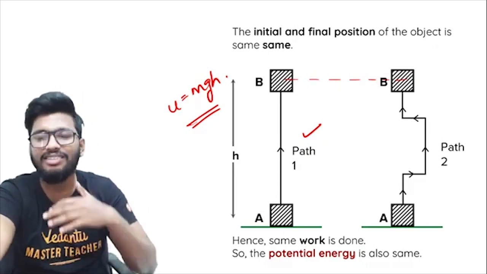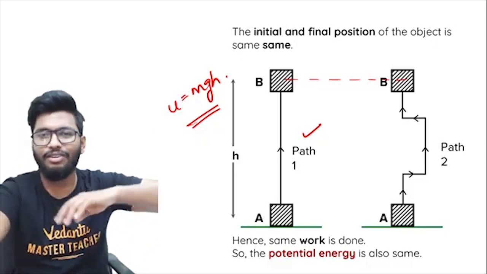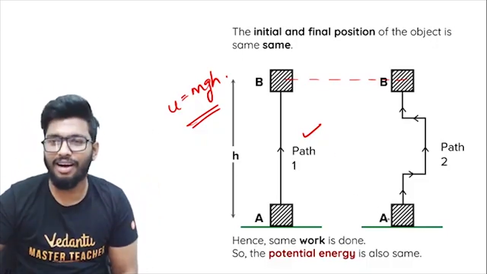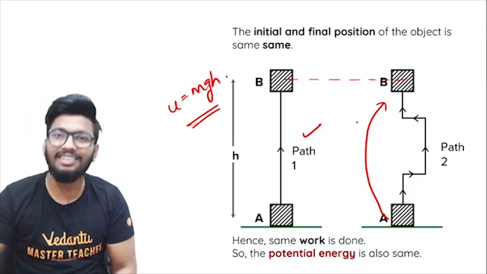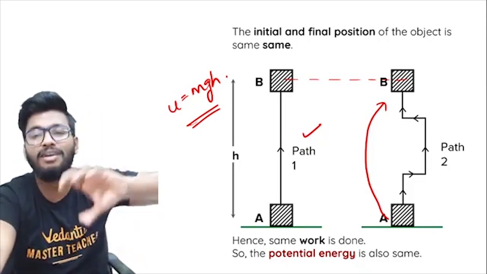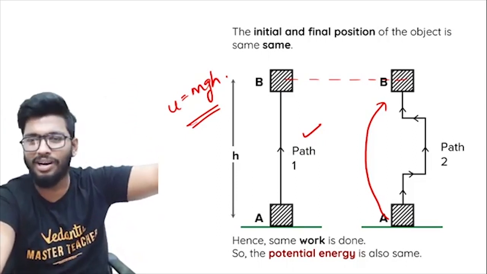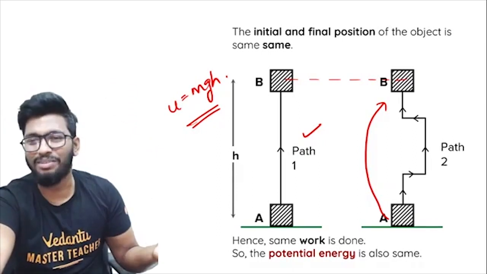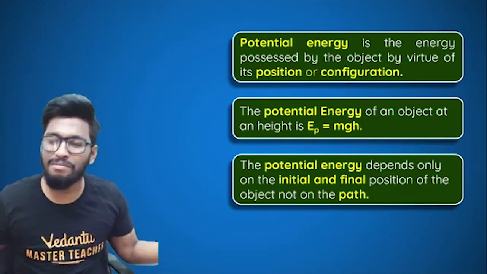It doesn't matter whether the path chosen was different. Even if it takes another path and brings it over here, it really doesn't matter. The final and the initial height is what matters the most, or the maximum height the body has reached is what matters the most. And in this case, it's going to be the same, right? So that is potential energy, people, in simple words.